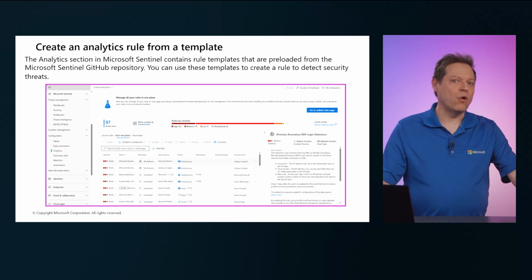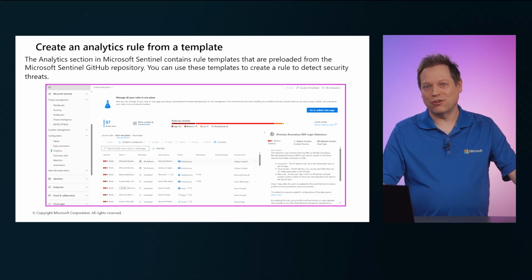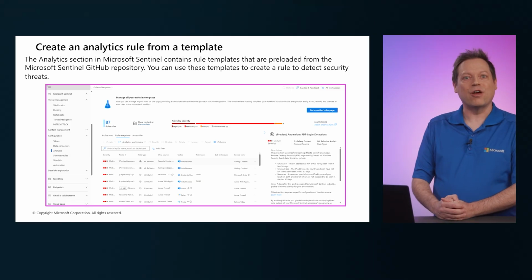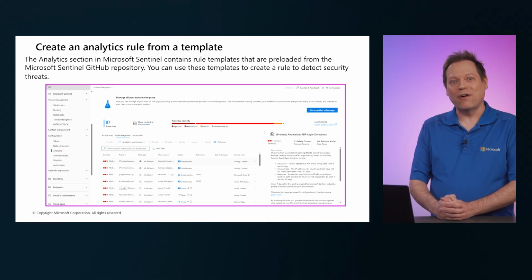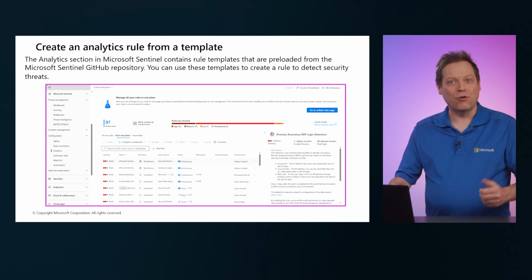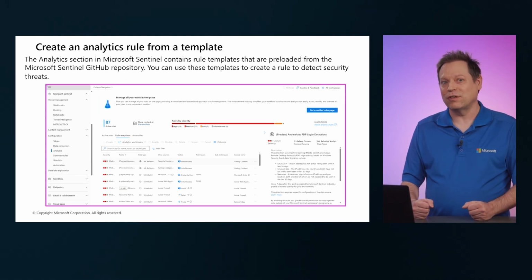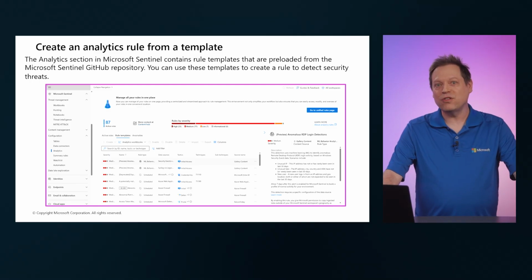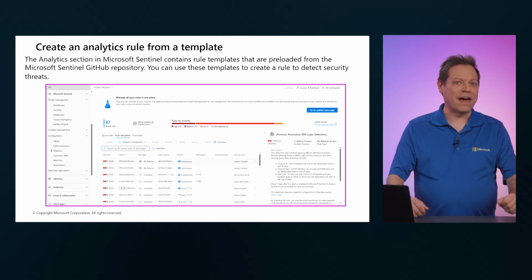Here we focus on one of the fastest ways to get value: starting from a template. In the analytics area of Microsoft Sentinel, you'll find rule templates that are preloaded from the Microsoft Sentinel GitHub repository. These templates give you a proven starting point for detecting specific threats, so you can enable detection quickly and then tune them to match your environment.